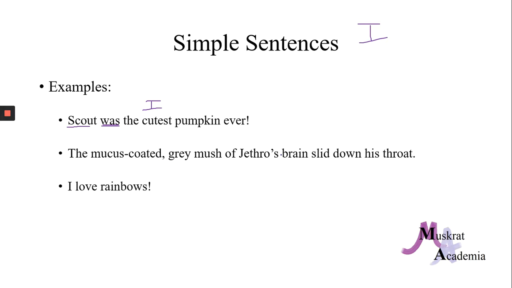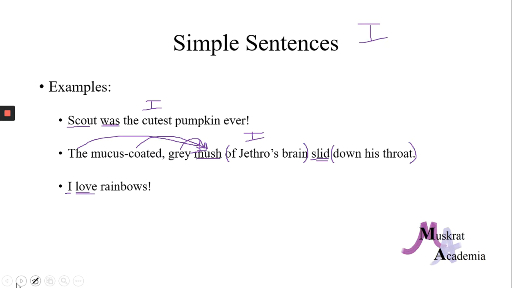The mucus-coated gray mush of Jethro's brain slid down his throat. A couple prepositional phrases. Down his throat. Throat is our noun of the preposition. Of Jethro's brain is another prepositional phrase. Brain is our noun of the preposition. Looking for verbs, we have slid. What slid? The mush slid. So if we are breaking this down, our subject is mush. Our verb is slid. Mush slid. Then we put on all this other fluff stuff to make it sound really nice and pretty. Gray is actually an adjective describing mush. Mucus-coated is describing mush, and the is describing mush. So we have three adjectives, our subject, prepositional phrase, verb, prepositional phrase, and this is still a simple sentence, an independent clause. I love rainbows.